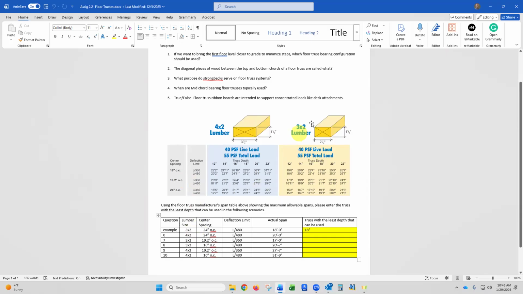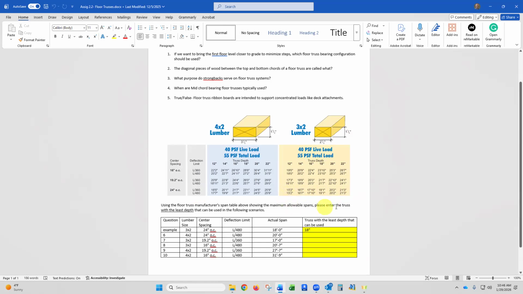For the lumber size, I've got 3x2, so that means I'm always going to be in this right side chart for my example. Then I need to know my center to center spacing. So in my case, it's 24 inches on center. So that means I'm going to be in the bottom 2 rows of the right-hand yellow chart. Then I need to know my deflection limit. In this case, I'm at L over 480 deflection. So I'm going to be in this bottom row on the right-hand chart. And then the actual span I'm doing is 18 feet.